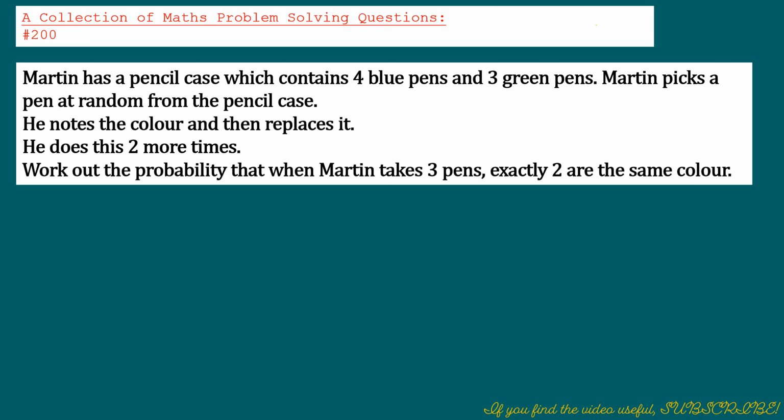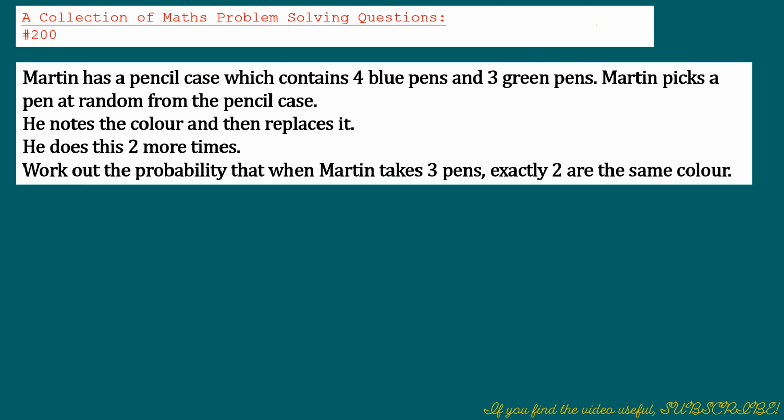Martin has a pencil case which contains 4 blue pens and 3 green pens. Martin picks a pen at random from the pencil case. He notes the color and then replaces it. He does this 2 more times. Work out the probability that when Martin picks 3 pens, exactly 2 are the same color.